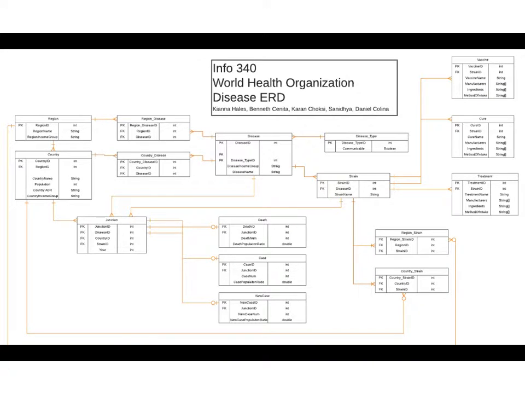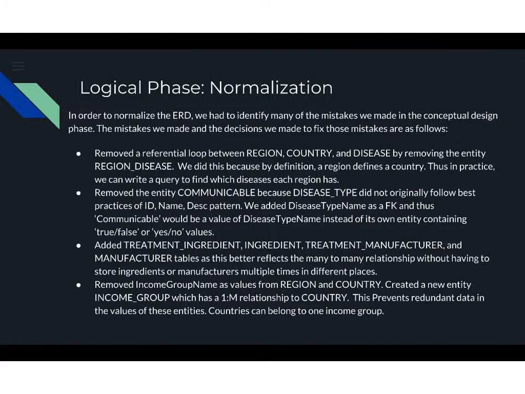We also removed the communicable entity because a disease type did not originally follow best practices of ID, name, and description pattern. So we added a disease type name as a foreign key, and thus communicable would be a value of disease type name instead of its own entity containing true, false, or yes, no values. These were some of the many errors we had during this first ERD.